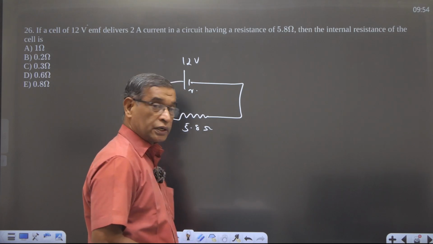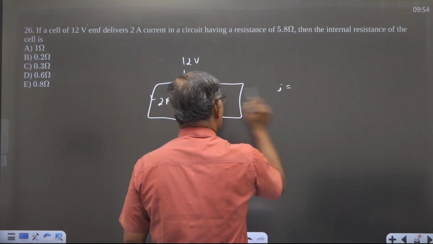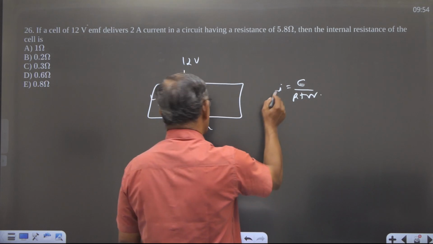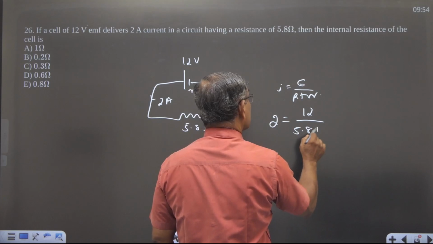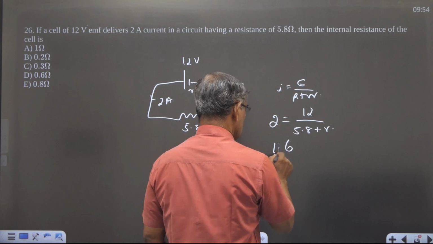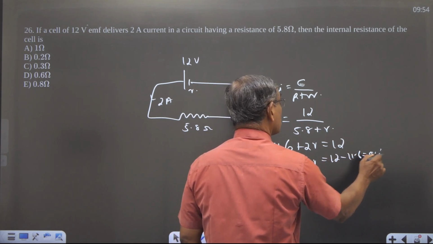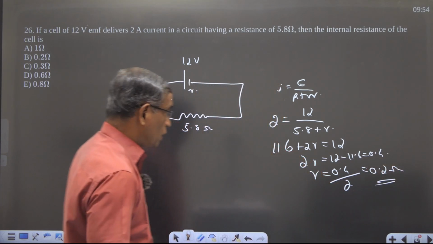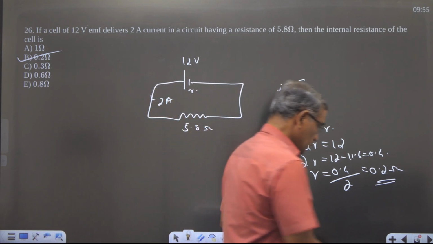Now we have to directly think about the current equation in terms of internal and external resistance. Current I is equal to net EMF by total resistance, E by R plus r. Here I is equal to 2 ampere, EMF is equal to 12, external resistance is 5.8, plus internal resistance r. Therefore, cross multiplying, 11.6 plus 2r is equal to 12. 2r is equal to 12 minus 11.6, which is 0.4. r is equal to 0.4 by 2, that is 0.2. So the internal resistance of the cell is 0.2 ohm. That is the option. Okay, we shall go to our next question.